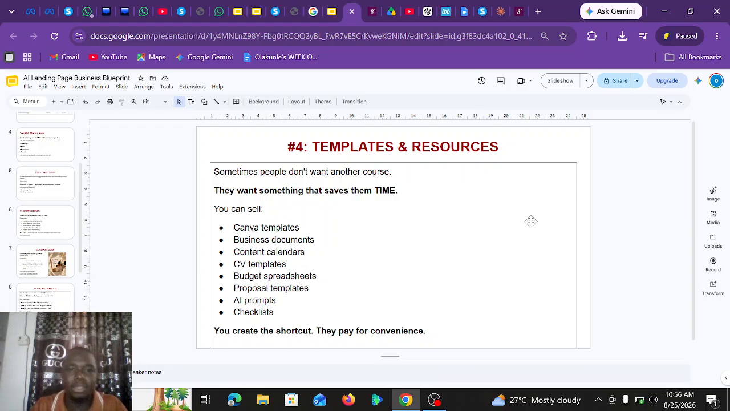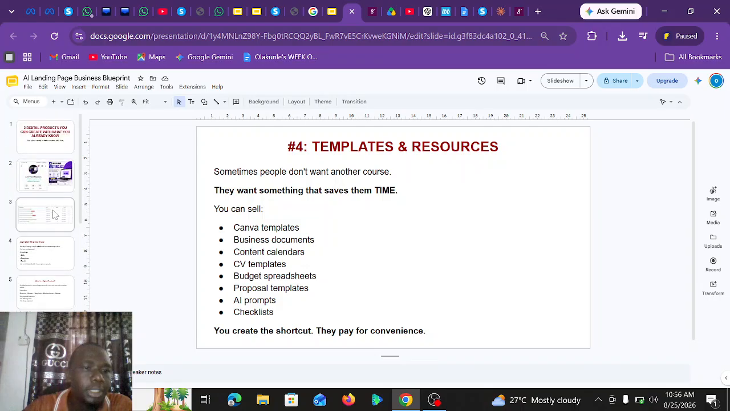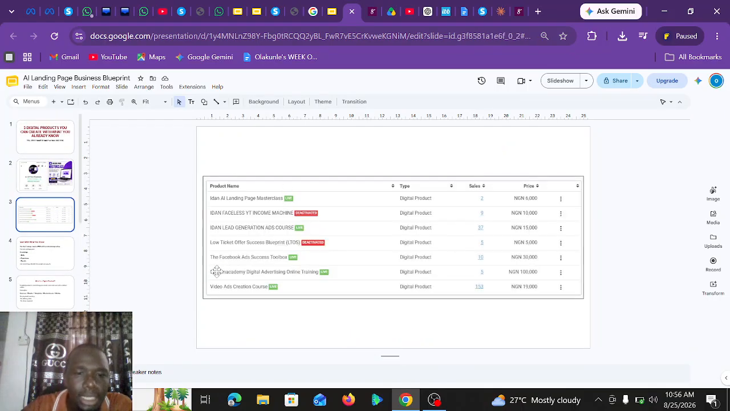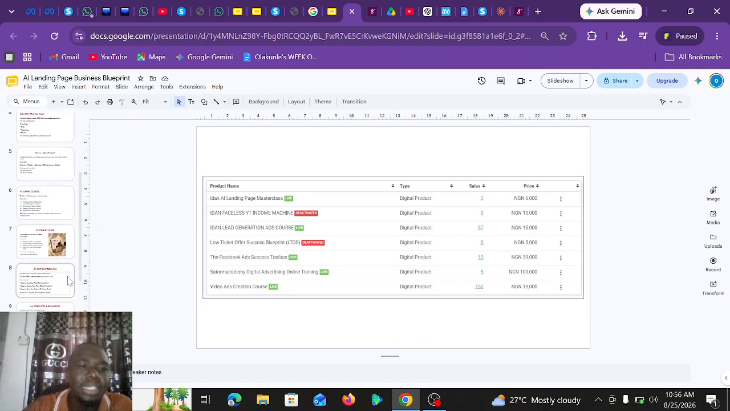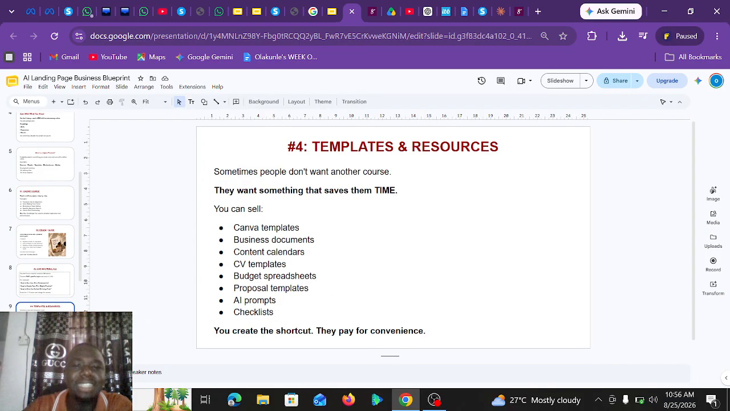So templates. Now, one of the products that I created here, let me show you. You can see this, the Facebook ad success toolbox. So that is a template that I created on the things that are needed for you to be successful with Facebook ads, right? So this is also another type of digital product that you can create and sell.